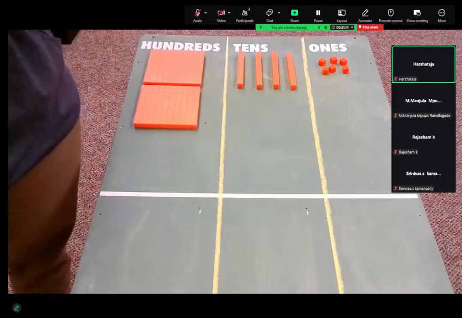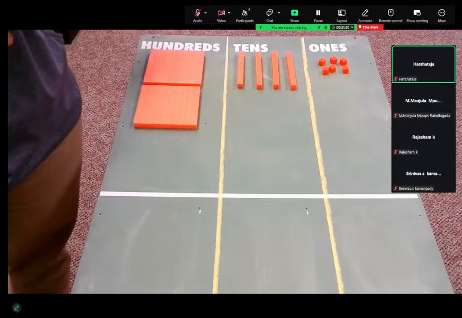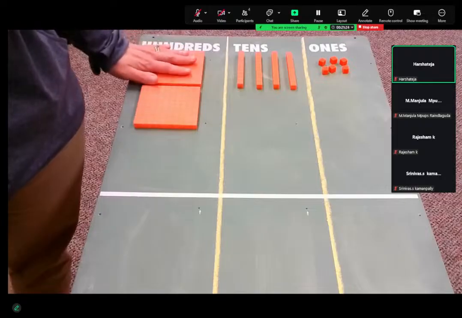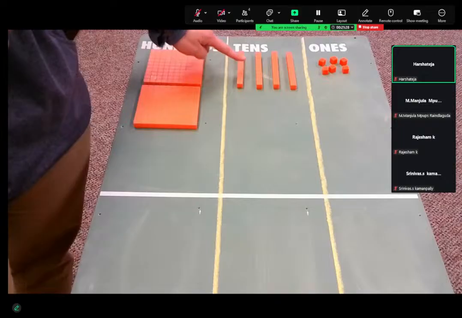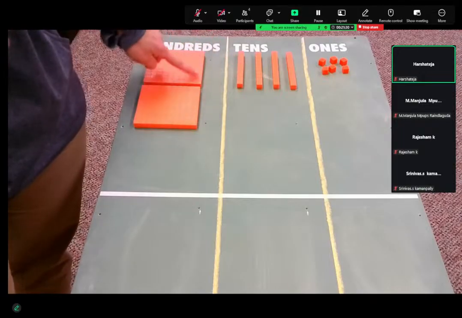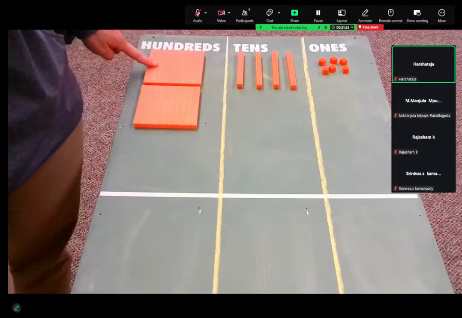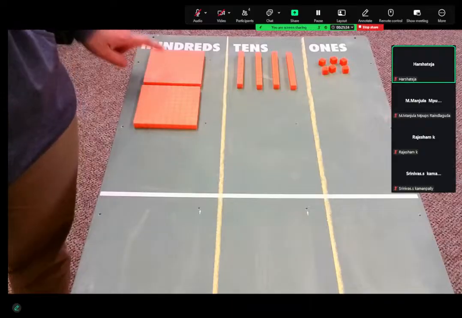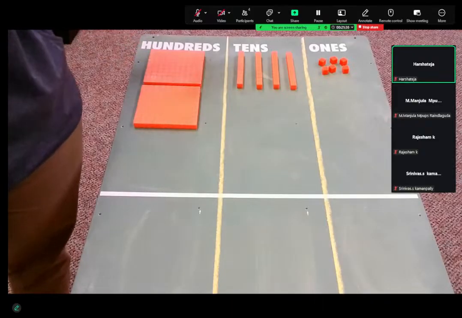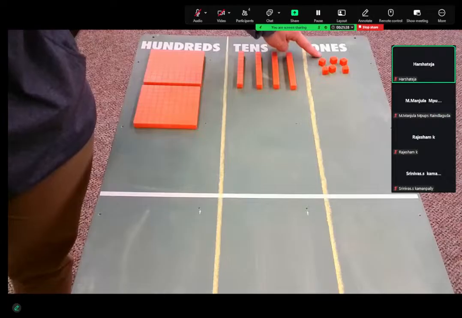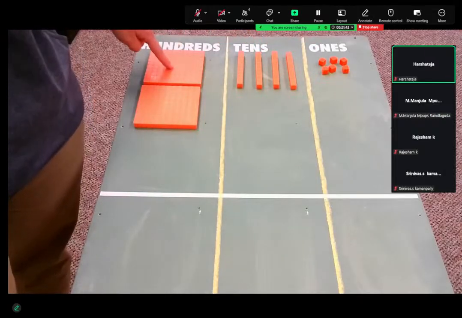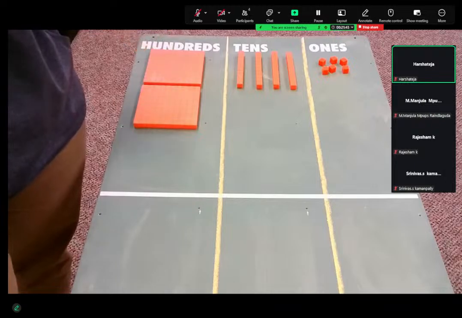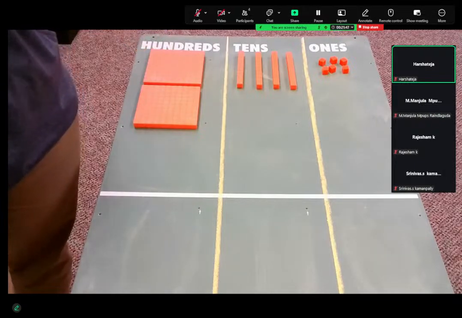Now we're going to take it one step further because we want to talk about our hundreds place. To create a hundreds block, you would need 10 of these 10 sticks. And yet again, your counting will change, because we are no longer counting by ones, no longer counting by tens. We are going to be counting by hundreds. So let's go ahead and get started.